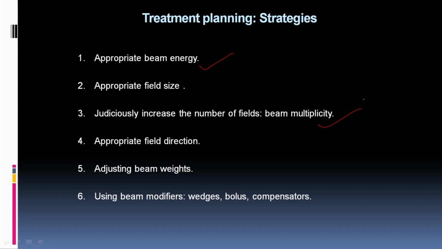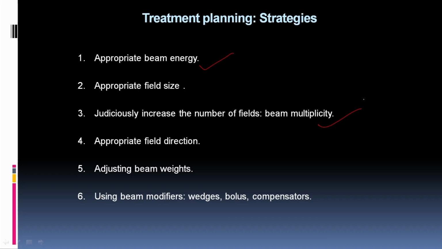Now, the next is appropriate field directions, meaning which direction we want to deliver our radiation field. Radiation should be directed such that the critical structures and some other things should be avoided during their path length, the radiation path length.